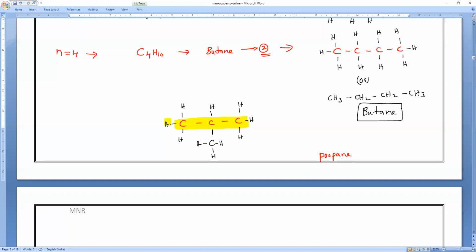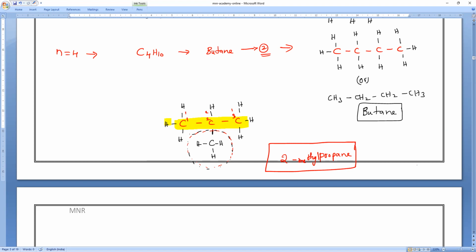And there is an alkyl group. What is that alkyl group? Methyl group. Is it numbered left to right or right to left? The middle carbon will come second only. So the name is 2-methylpropane. This is the isomer of butane.